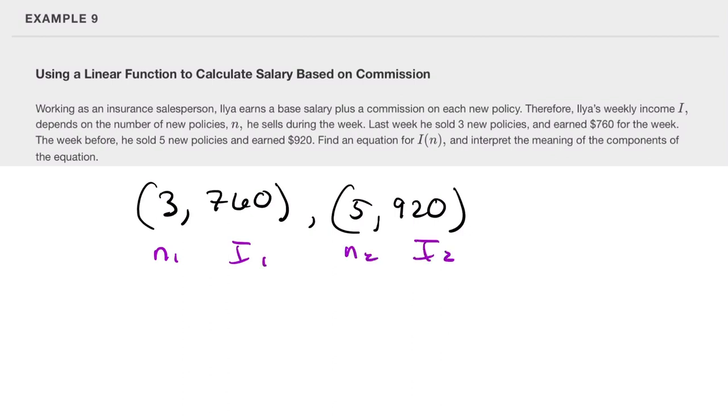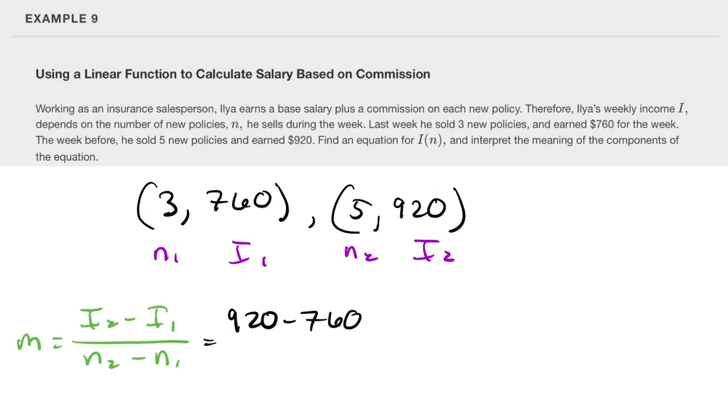And so then our slope is I2 minus I1 over N2 minus N1. That's like our y2 minus y1 over x2 minus x1. So our I2 is 920 minus 760 over 5 minus 3. If that were 800, that would be 120 plus 40. It looks like it's 160 over 2, which is 80. That's the slope.